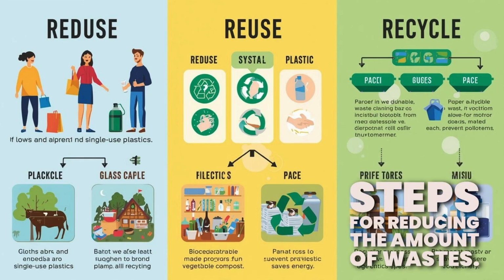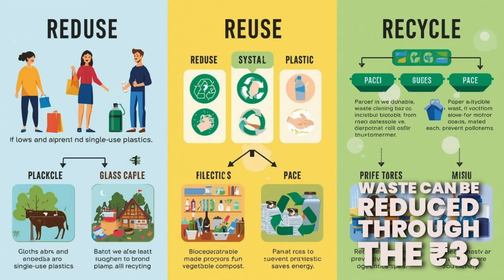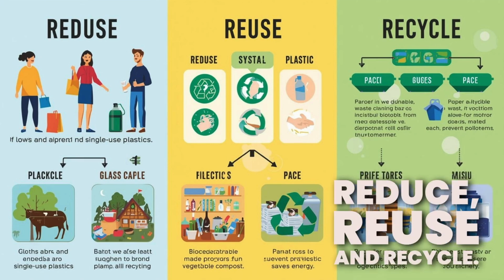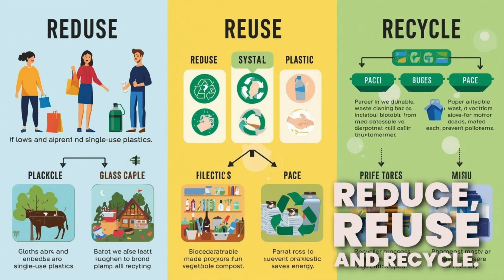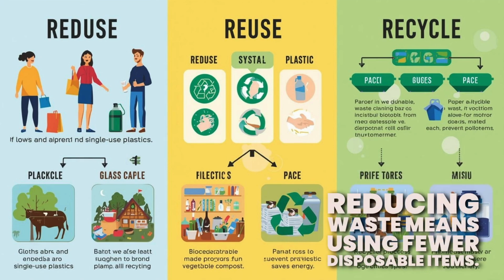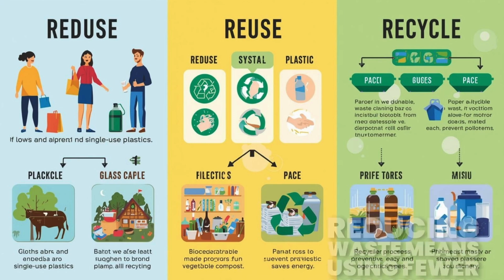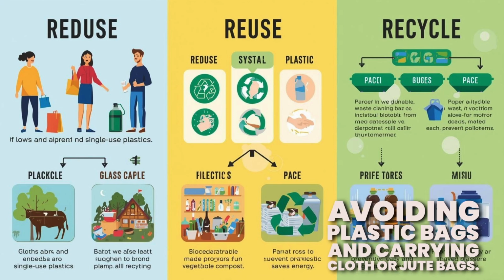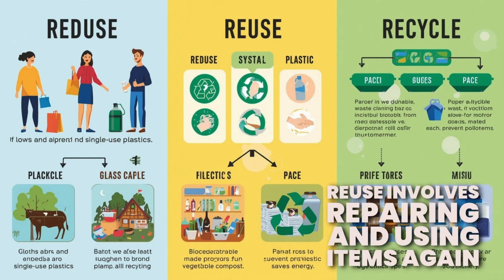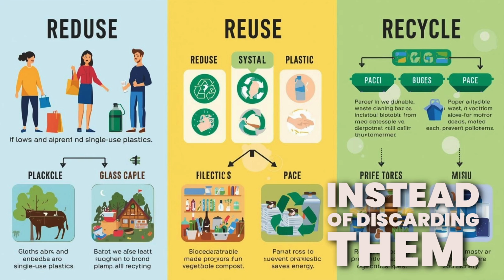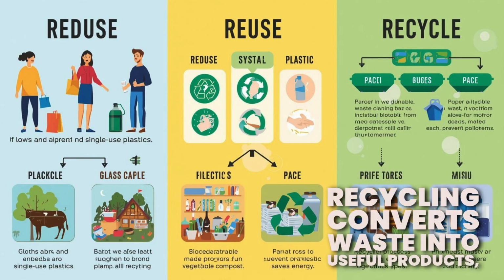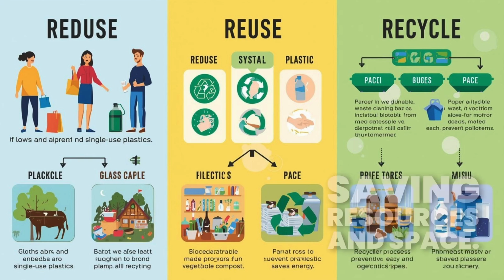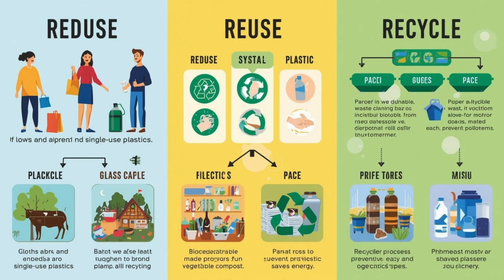Steps for reducing the amount of wastes. Waste can be reduced through the 3 Rs: reduce, reuse, and recycle. Reducing waste means using fewer disposable items, avoiding plastic bags, and carrying cloth or jute bags. Reuse involves repairing and using items again instead of discarding them. Recycling converts waste into useful products, saving resources and space.